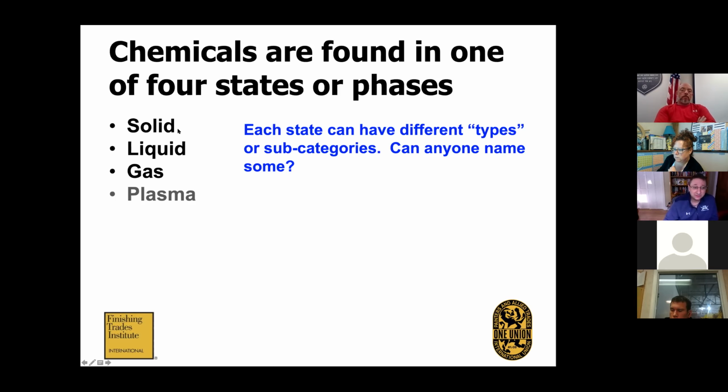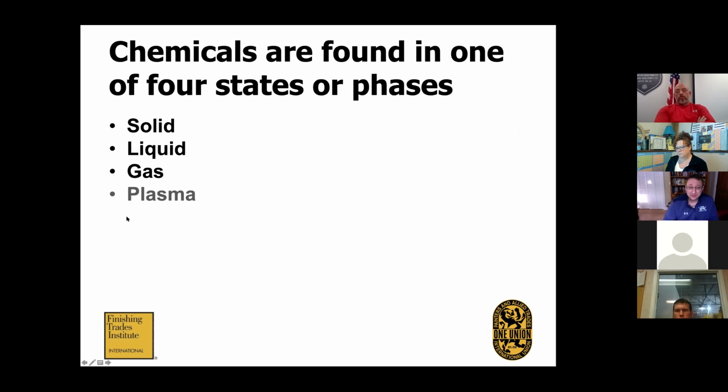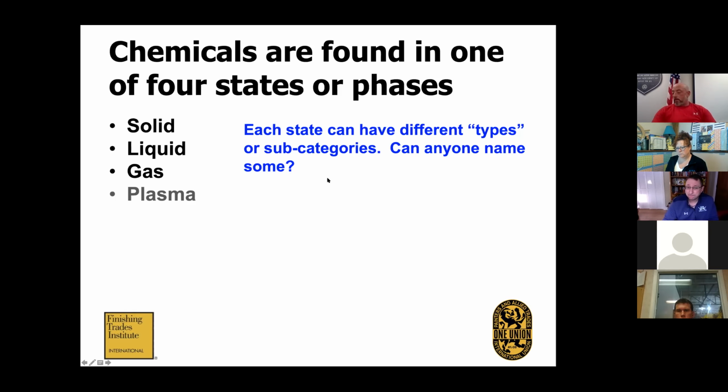So let's think about solids. So we identify solids as a state of matter or phase. How many subcategories do solids have? Think about what you might be producing if you're sanding something. Anybody got any examples? Like a dust or something? Yeah. Dust is one good one. What other kinds of solids do you probably teach classes about that are pretty harmful?